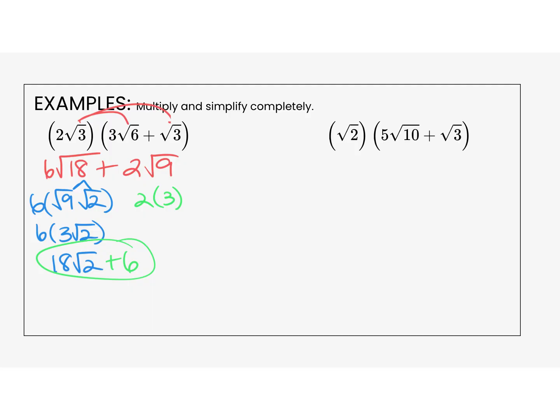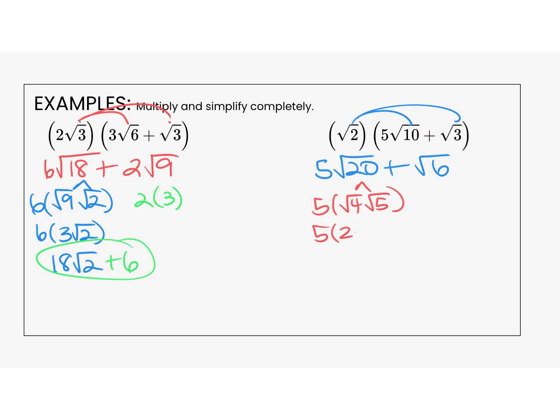Okay, another one. This is number 8 in your packet. If you're following along, we're going to do the same thing. So we got to distribute. So root 2 times 5 root 10, which would be 5, because that's the outside, root 20, plus root 2 times root 3 would be the square root of 6. Think about simplifying this. That would be the square root of 4 times the square root of 5. So that's really 2 root 5. So that would be 10 root 5 plus root 6. And again, that root 6 can't be simplified, so that is my answer.